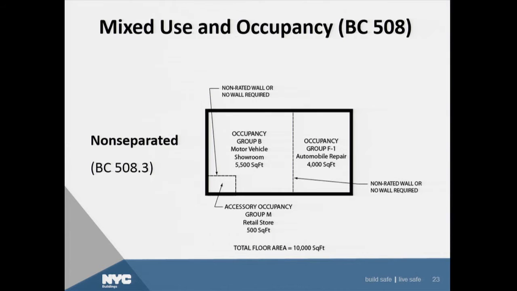you'll see that we have three occupancy groups shown here. It's a group B, a group F1, and a group M. So out of these three, the group F1 is the most restrictive, even though the floor area is less than that of the group B shown here. So typically the building would then have to comply with the group F1 in this particular example. Okay, and again, the accessory occupancy is acceptable because it's less than 10% of the floor area for this particular example.